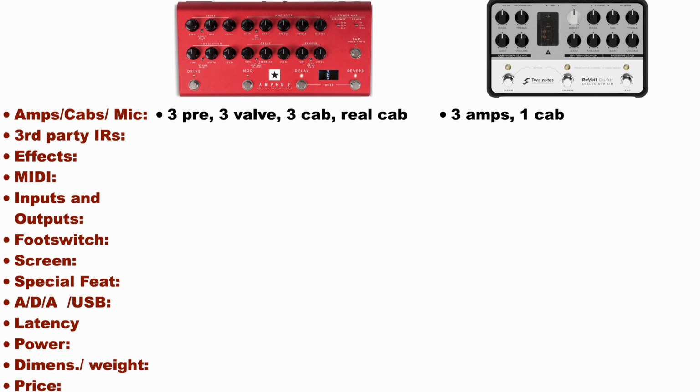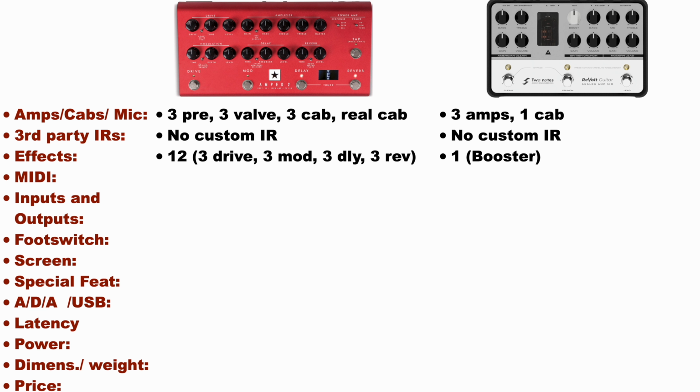Obviously, here it is worth noticing that the ReVolt is a totally analog device, also using a real tube, where the Amped 2 is a digital simulator. So 2 very different approaches used to recreate the amp tone. With neither of the two units you can load external IRs.